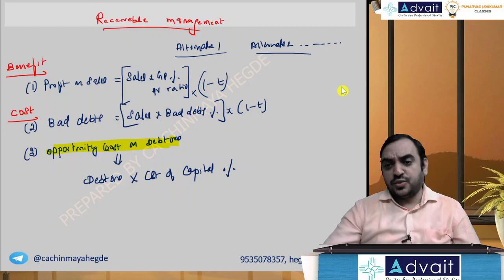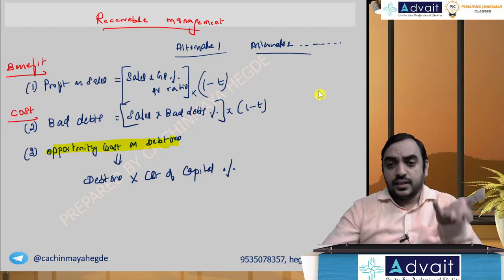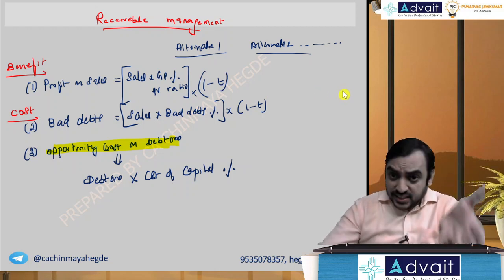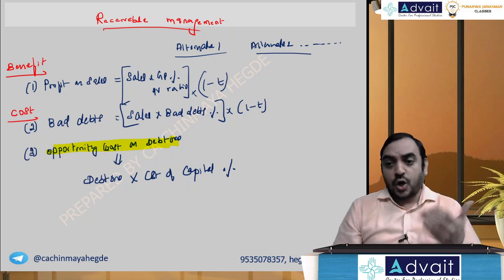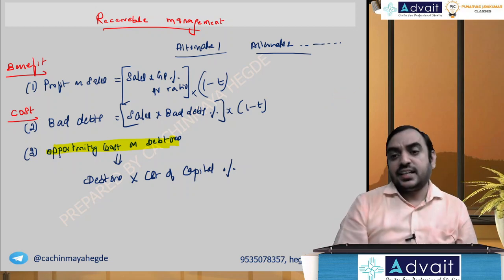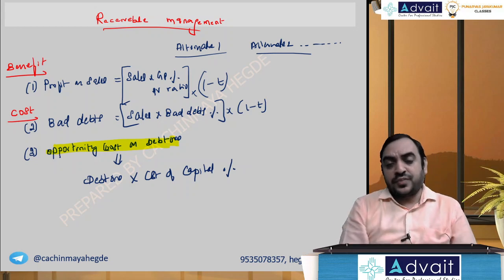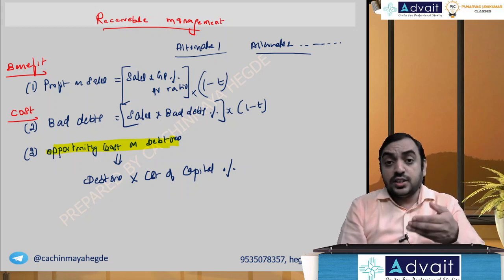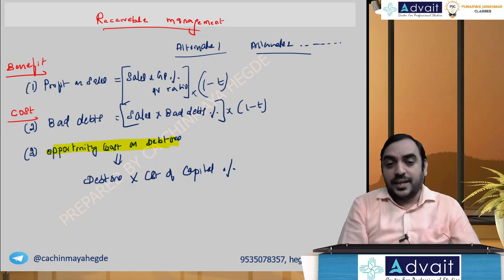Time value of money, absolutely right. This is time value of money only. What I am telling you, opportunity cost is time value of money. The cost of opportunity, what we are telling, is time value of money. Debtors into cost of capital. This is the loss in money because of the delay.